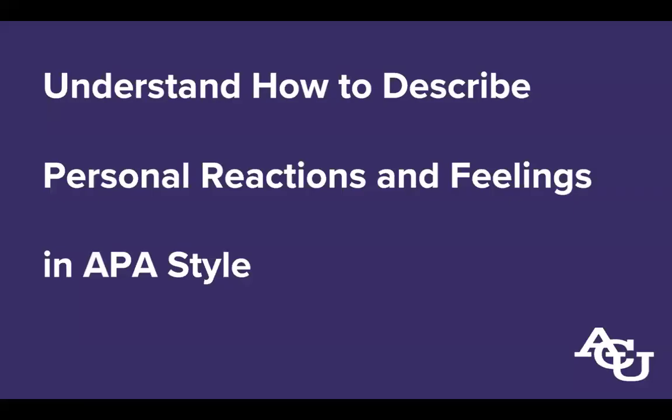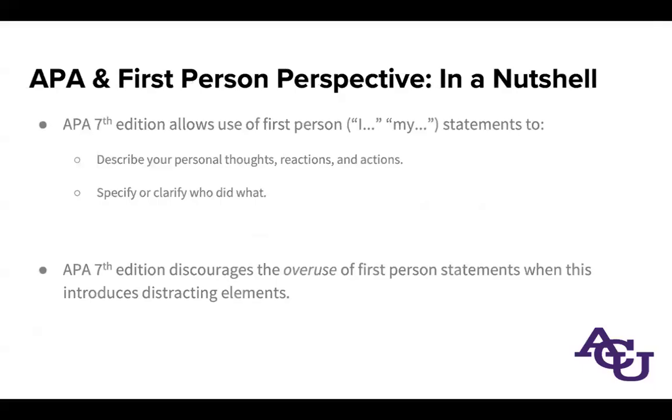Now, let's talk about how to describe personal reactions and feelings in APA style, because this is something where different versions of APA style over the years have either allowed or not allowed the use of first-person perspective. And I will tell you flat out that APA 7, the current edition, does allow the use of first-person perspective and specifically encourages it when this clarifies who did or felt what. So when you're describing your personal thoughts, reactions, and actions, it is absolutely appropriate in APA style to use statements that start with I or include my.